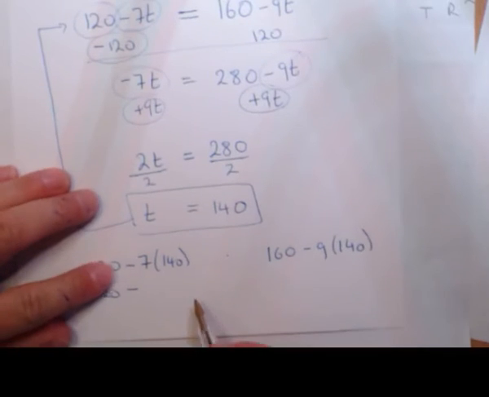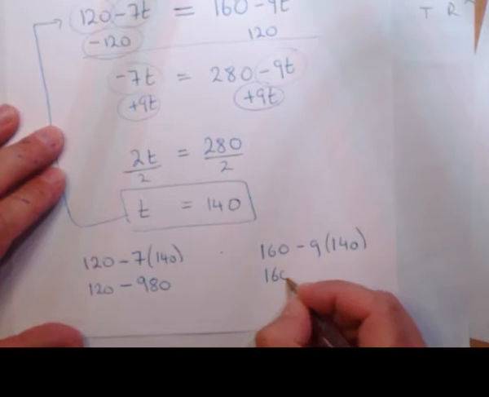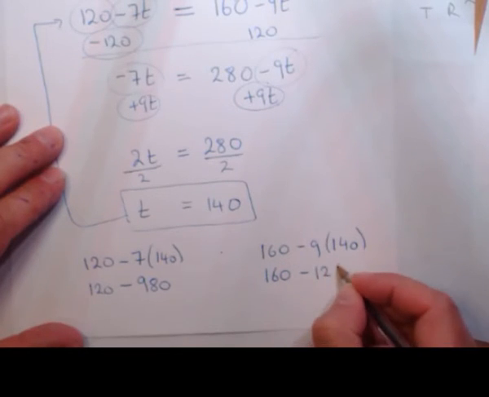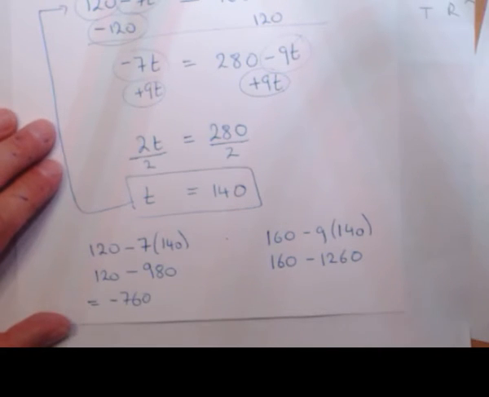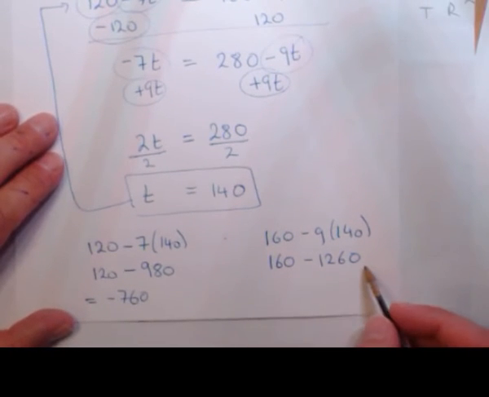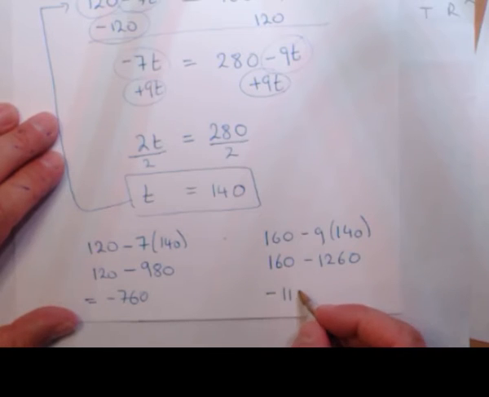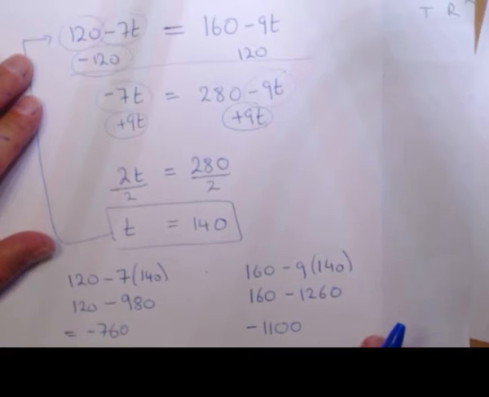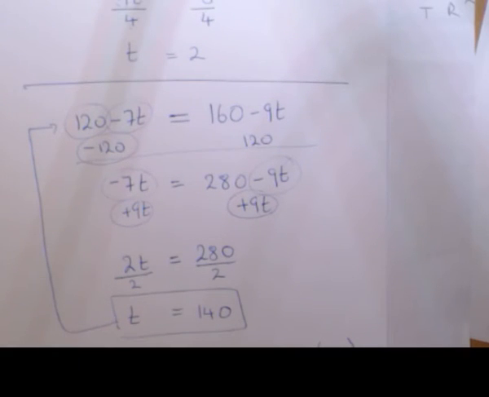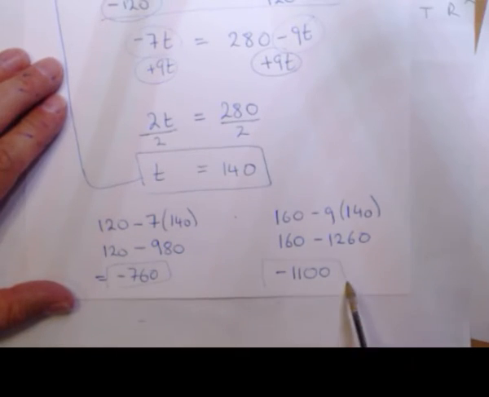So that's 120 minus 980, and this is 160 minus 1260, and 120 take away 980 equals minus 860, and 160 minus 1260 is minus 1100. And this is the point where I realize I've made a horrible mistake. So that's the reason we check our answers, to see that we should have got the same answer.